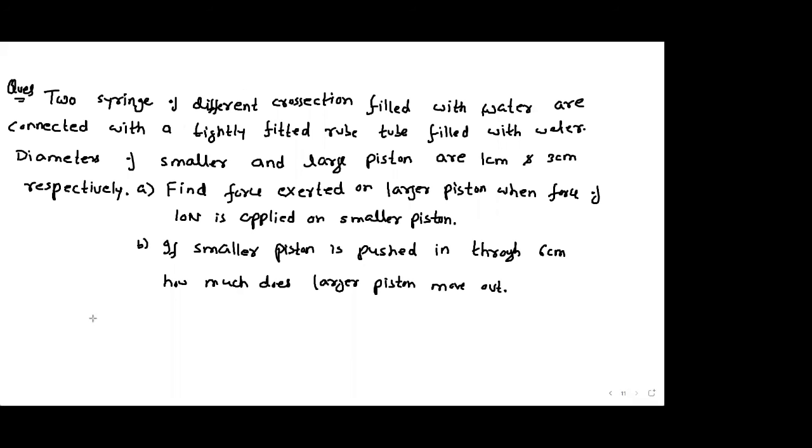I'm just drawing a diagram, although the diagram is not given. So you have two syringes basically. This is a narrow syringe having a narrow area of cross section. Then you have another syringe having a comparatively wider area of cross section. So this is how these two syringes are connected.